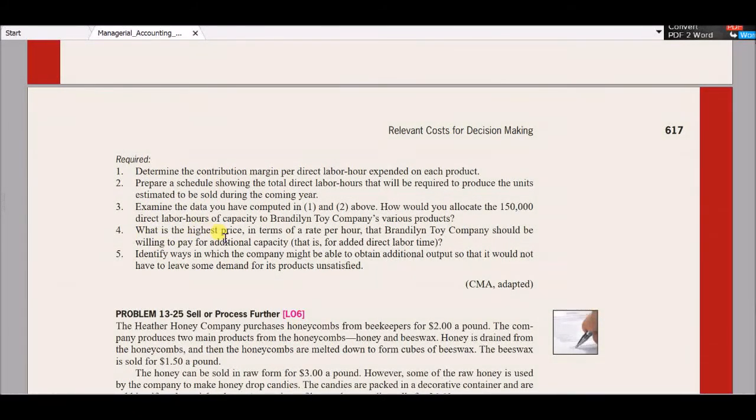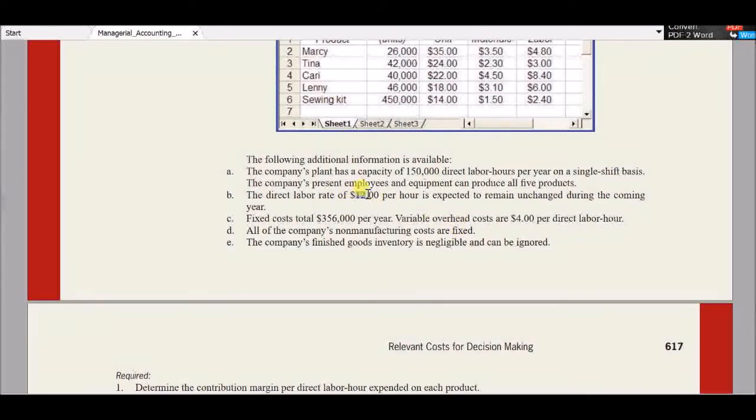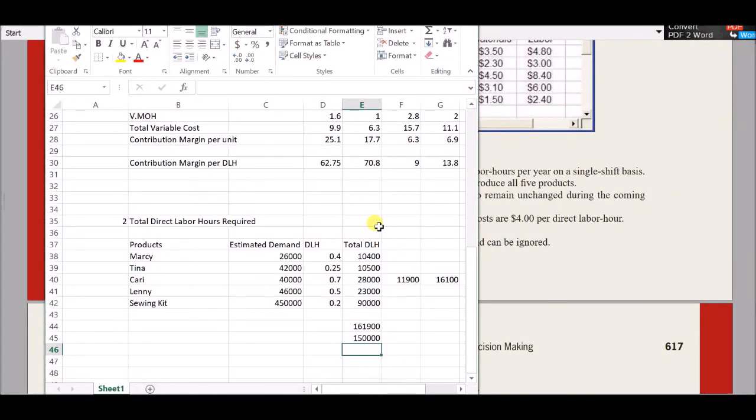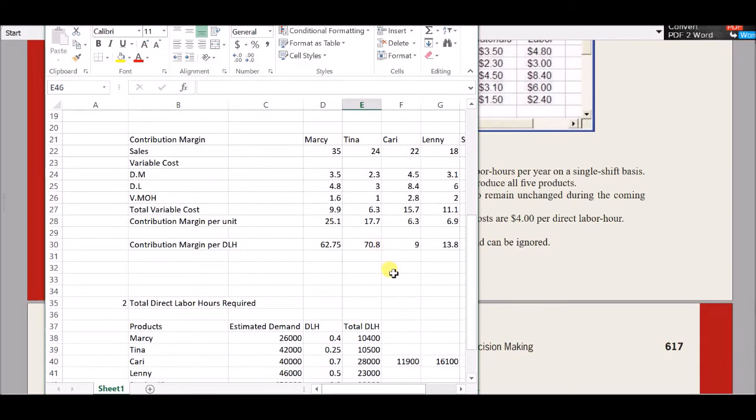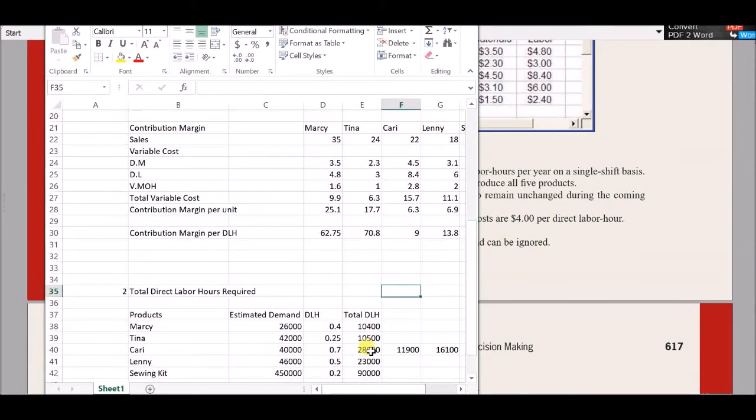Fourth part: what is the highest price in terms of rate per hour that BTC company should be willing to pay for additional capacity? So currently the price is 12, as given here. If BTC decides to fulfill the demand of Carry, I mean, it decided to produce the whole 28,000, so instead of using 150,000 direct labor hours, BTC decided to utilize 161,900 direct labor hours. So what is the maximum price it can afford?